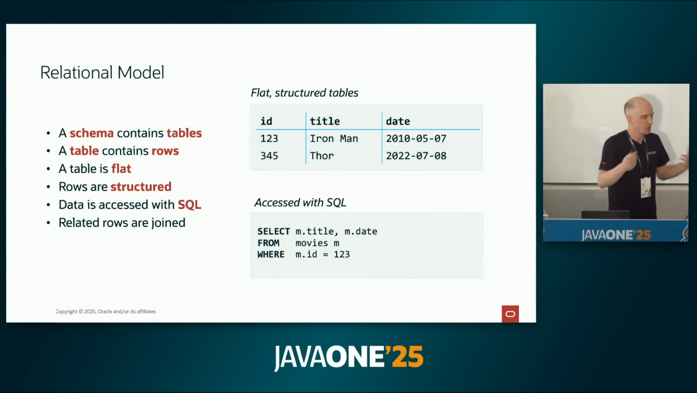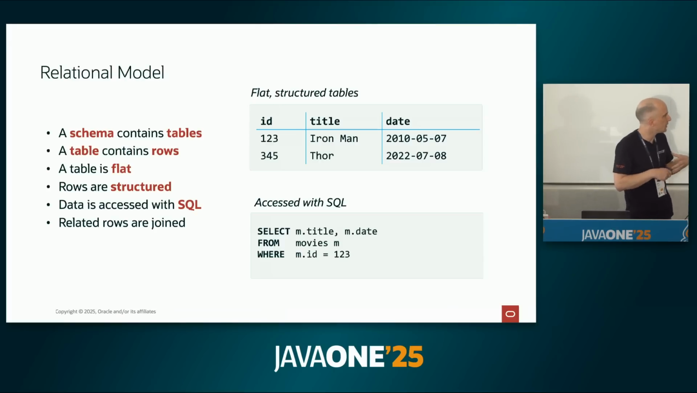When you think about the relational model, you probably picture something like this. You've got a schema that contains a bunch of tables. Those tables contain rows. A table is flat, meaning the rows aren't nesting within each other. And the rows have a rigid structure, meaning every row has exactly the same column values. And if you want to get at those rows, you're going to be writing SQL to access them. So this is traditionally what people think of when they think of a relational database.